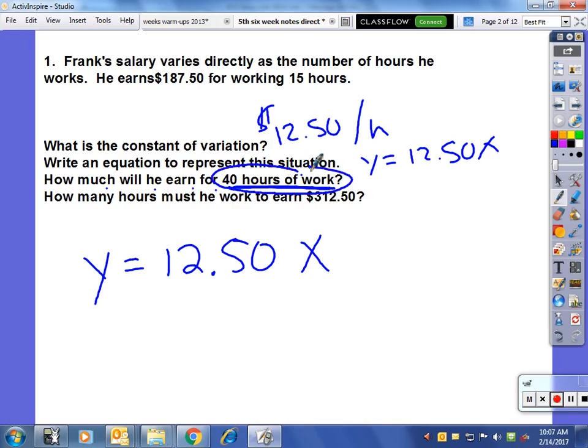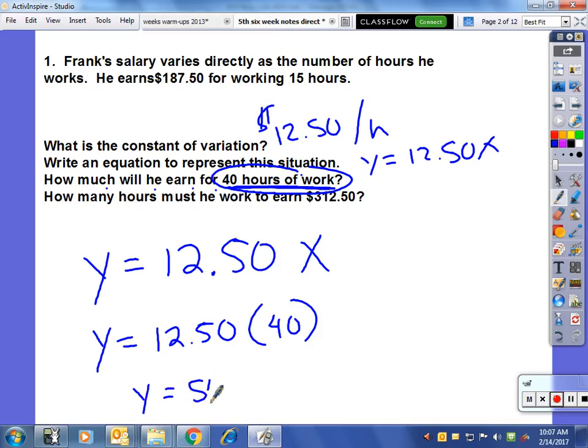That's an X number. That's not a Y number. That's an X number, right? So I'm going to put it in place of X. So use your calculator and figure it out for me. What does it come out to be? He would earn $500 if he worked for 40 hours. Okay, so I have to know how to use the equation once I write it. If they give me an x value, I stick that number in for x.